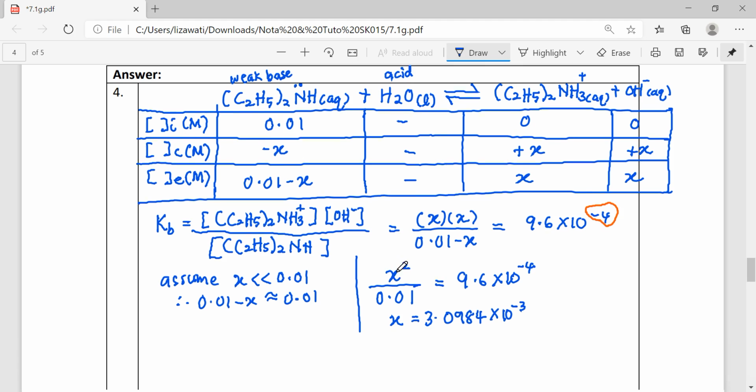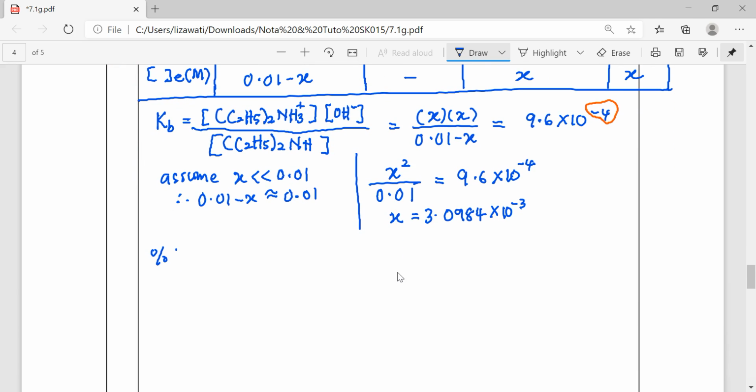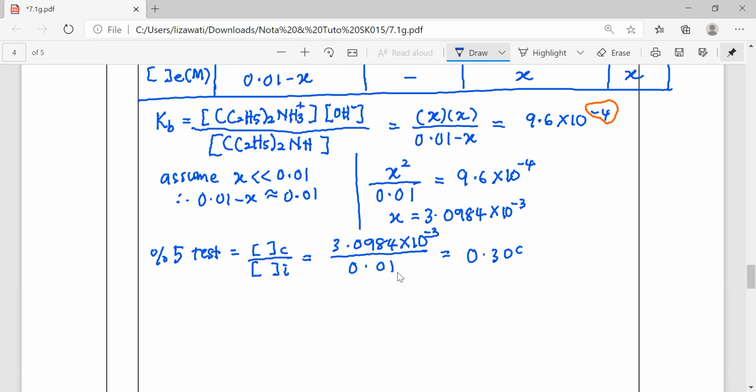Next, apply the 5% test to ensure whether the approximation can be applied or not. The change refers to the value of x over the initial. When you calculate here, you will get 0.3098, which is greater than 0.05. Therefore, we cannot use the approximation method. Why? Because the value of x is very big. Therefore, you have to solve the problem using the quadratic equation.